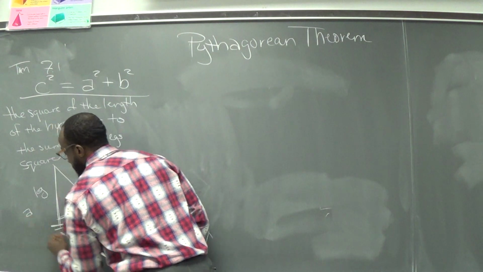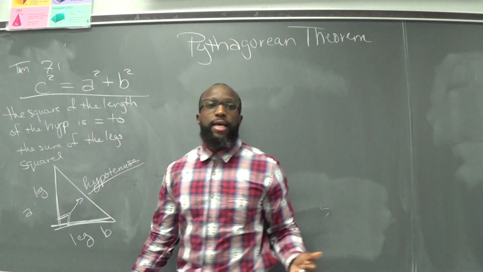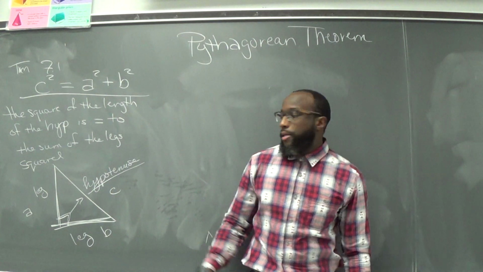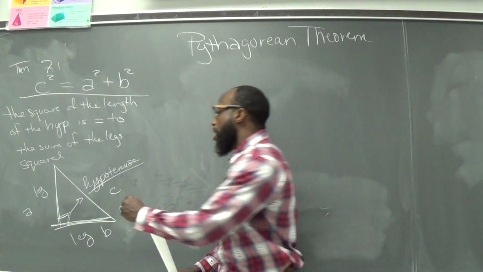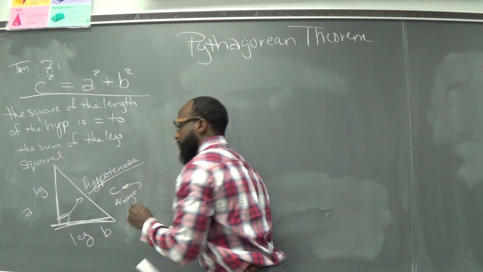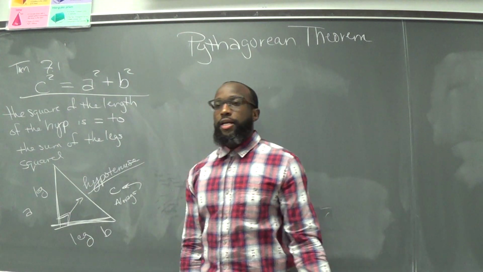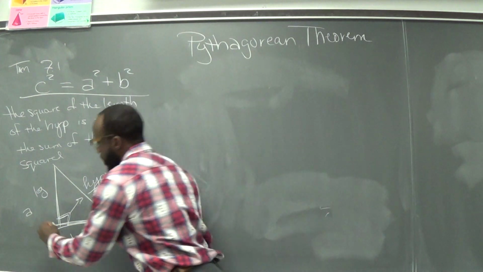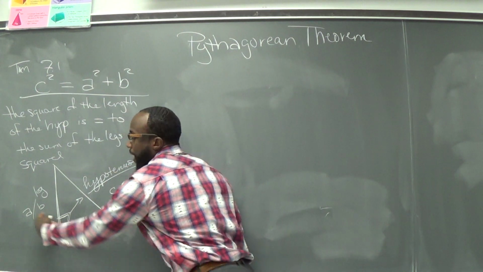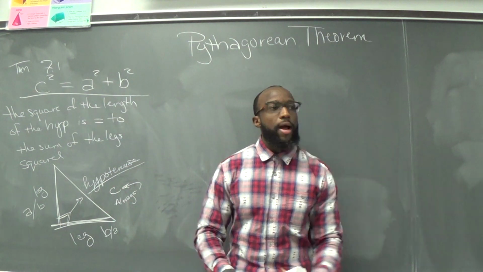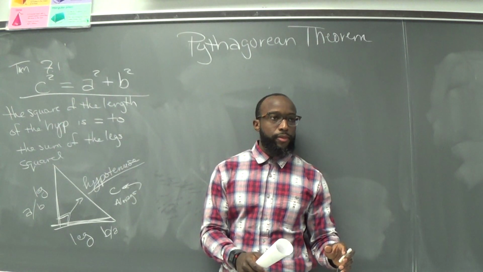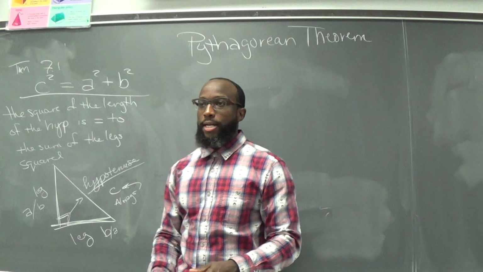A and B are always the legs, right? The hypotenuse is the C. So the hypotenuse is always C. A and B can be interchangeable. So this could be A or this could be B. A and B represent the legs. The hypotenuse is always C. We good so far? Yes. Alright, so that's what we did in our do now today.